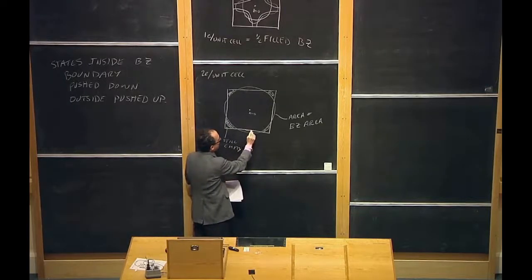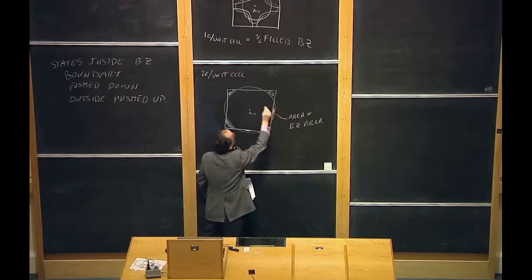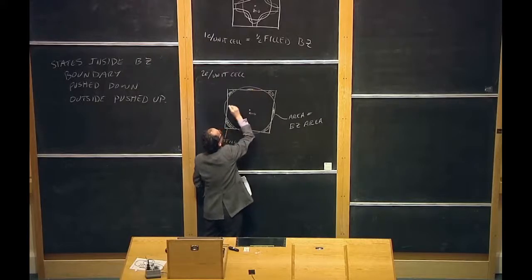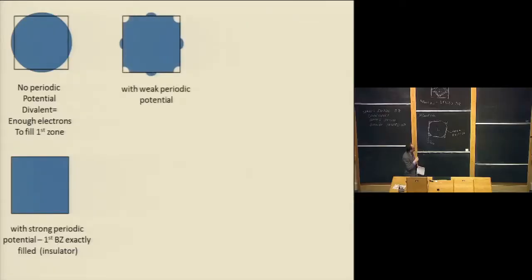The ones that remain filled are the ones with the lowest kinetic energy, these little slivers here. Everyone else empties, but these little slivers remain filled. So now I have a picture of it, which is better drawn than I can draw. So it will look something like this.